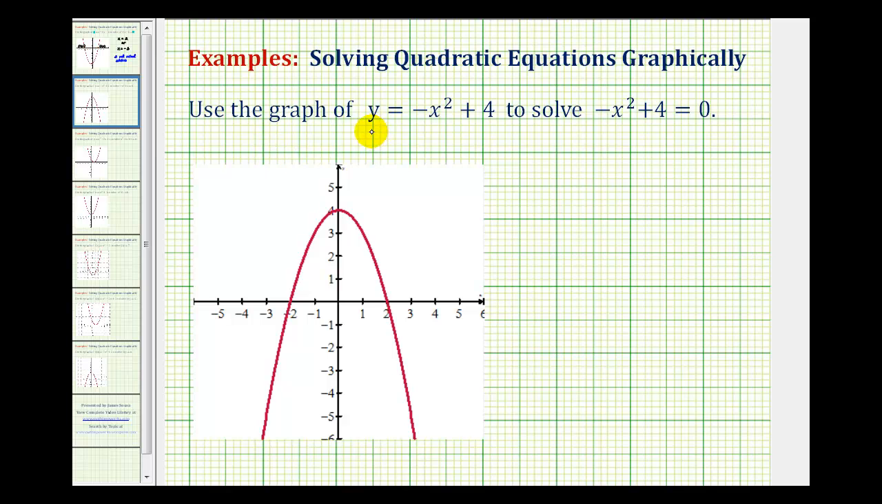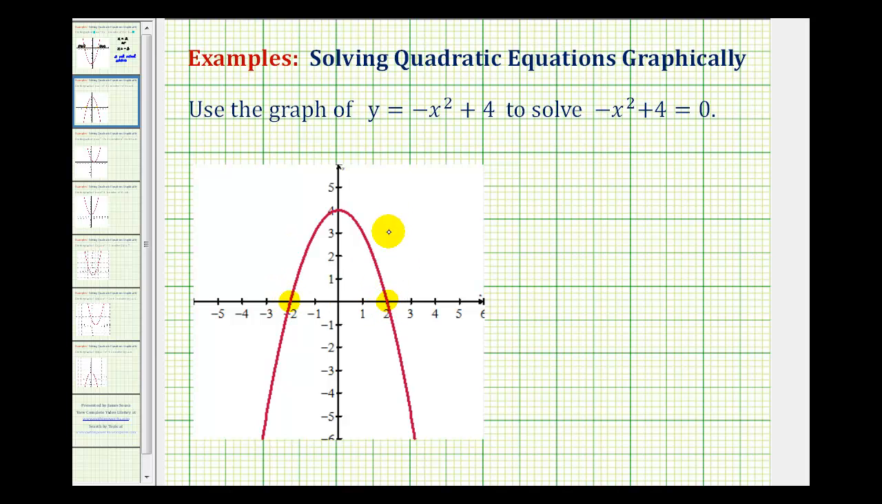Here we want to use the graph of y equals -x squared plus 4 to solve the equation -x squared plus 4 equals 0. Because this equation is equal to 0, the solutions will be the x-intercepts of y equals -x squared plus 4. So again, we have two solutions, one here and one here.